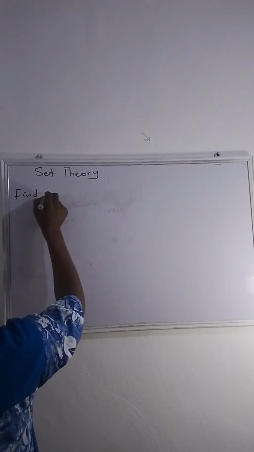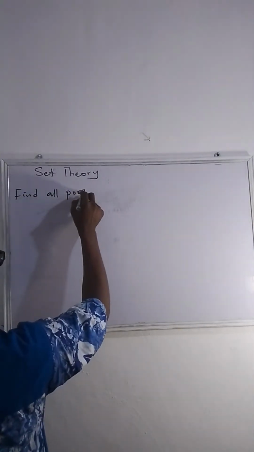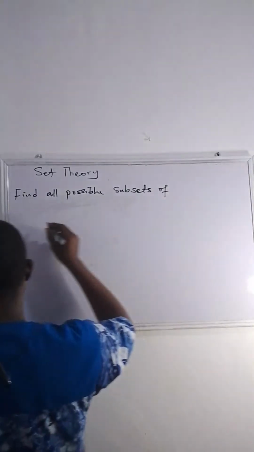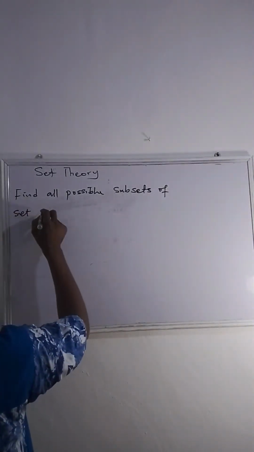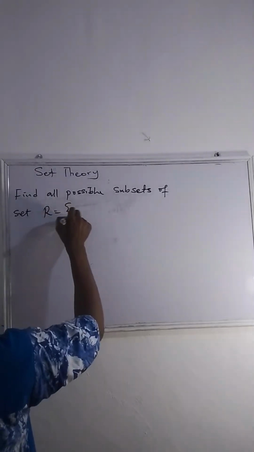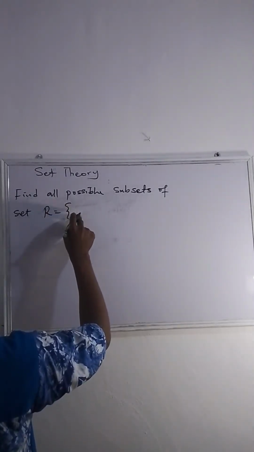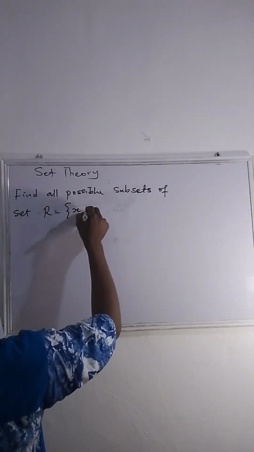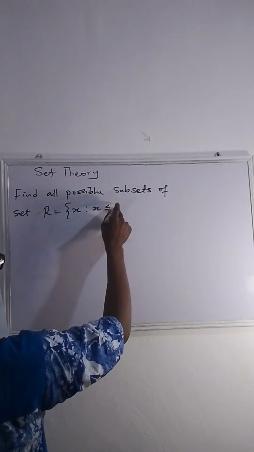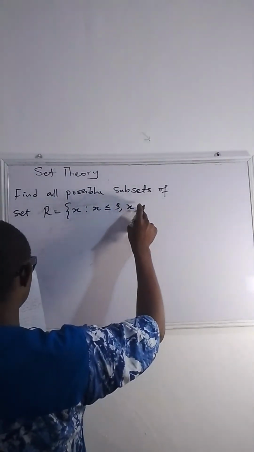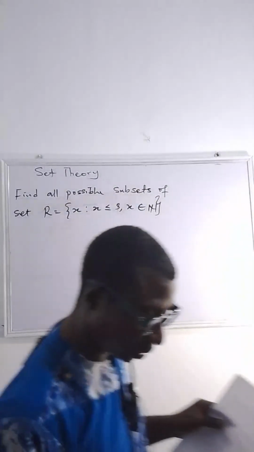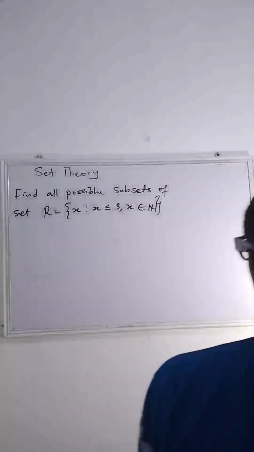Find all possible subsets of set R equals the set of x such that x is less than or equal to 3, where x is a member of natural number. Okay, you have to list all possible subsets of what we have here.